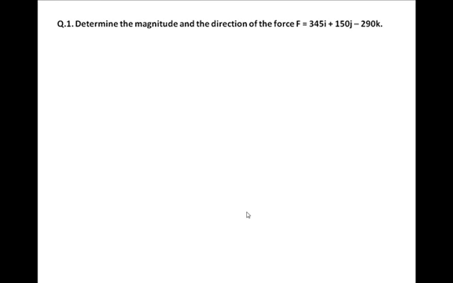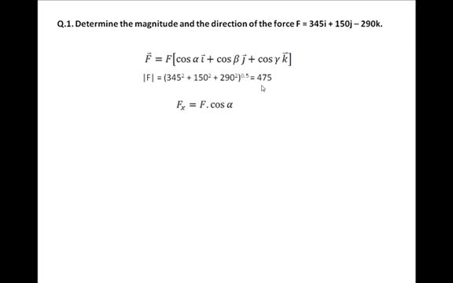First one says, determine the magnitude and direction of the force F, which is given by 345i plus 150j minus 290k. This is a fairly simple problem where, for the magnitude, you have to understand that force can be expressed like this, that is magnitude into direction cosines, and therefore the magnitude is simply the square root of 345 squared plus 150 squared plus 290 squared, that is 475.